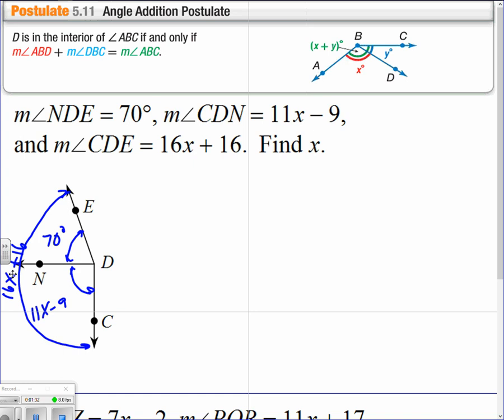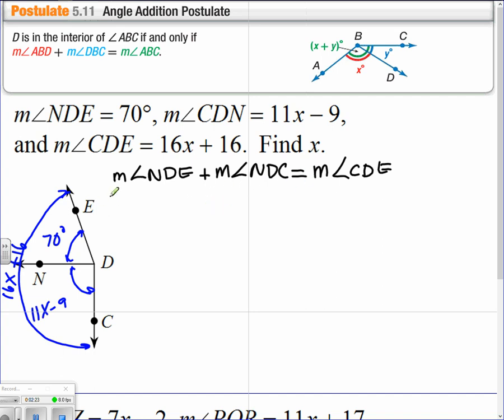Okay, so what I'm gonna write is the following. The measurement of one of the little angles, NDE or EDN, is the same angle, plus the measurement of the other little angle, NDC or CDN, is equal to the measurement of the biggest angle of them all. The biggest angle is CDE. So what I'm saying is, the little angles added together is equal to the biggest angle of them all.